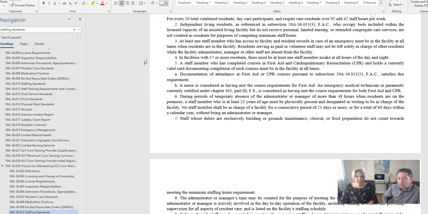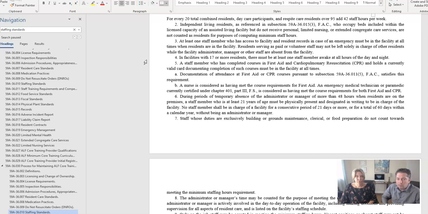Okay? A staff member has completed courses in CPR and first aid and holds a currently valid card documenting completion of such courses must be in the facility at all times. I recommend that everybody has first aid and CPR, so you're never without that person, but technically only one person needs it. And when they come in to do an inspection, they will ask for your timesheets and staffing cards and see who is on duty, and they want to see those cards to make sure that at least one person has it. For each shift.